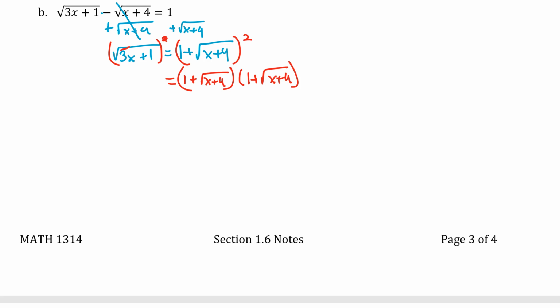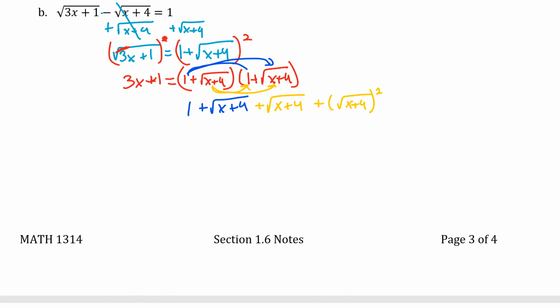Now on the left-hand side, the square and the square root cancel, so I'm left with 3x plus 1. On the right-hand side, I've got 1 times 1, which gives me 1. 1 times this square root over here gives me just that square root. Then I have the square root times a 1, which is just going to give me that square root again. And the square root times itself, so that's the square root of x plus 4 squared.